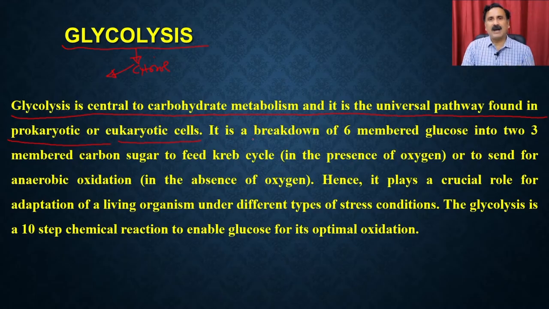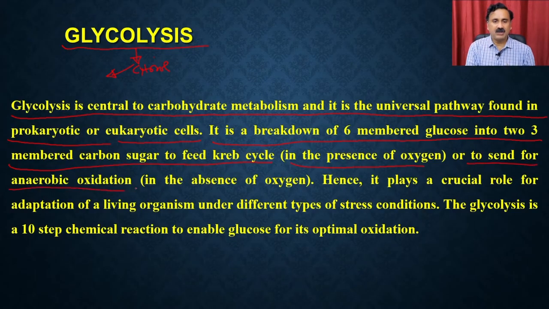What is going to happen in glycolysis? It is going to break down the six-carbon glucose into three-carbon sugars to feed the Krebs cycle in the presence of oxygen, or it is going to go through anaerobic oxidation in the absence of oxygen. So what glycolysis does is take the six-carbon sugar, like glucose, right?